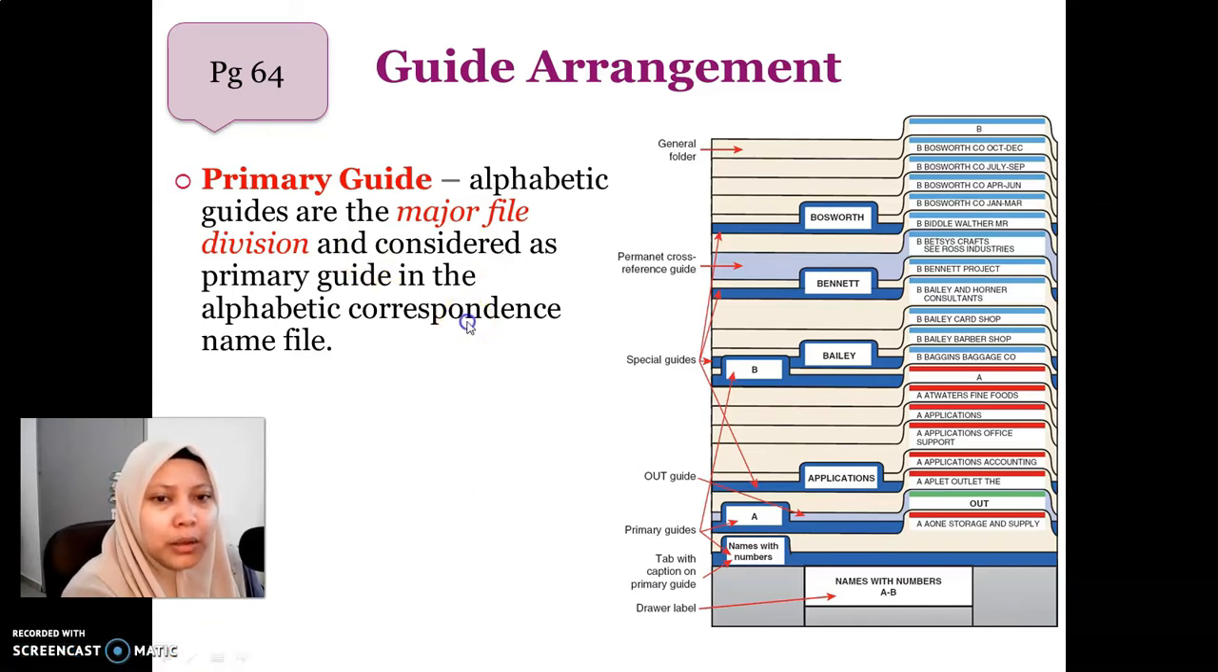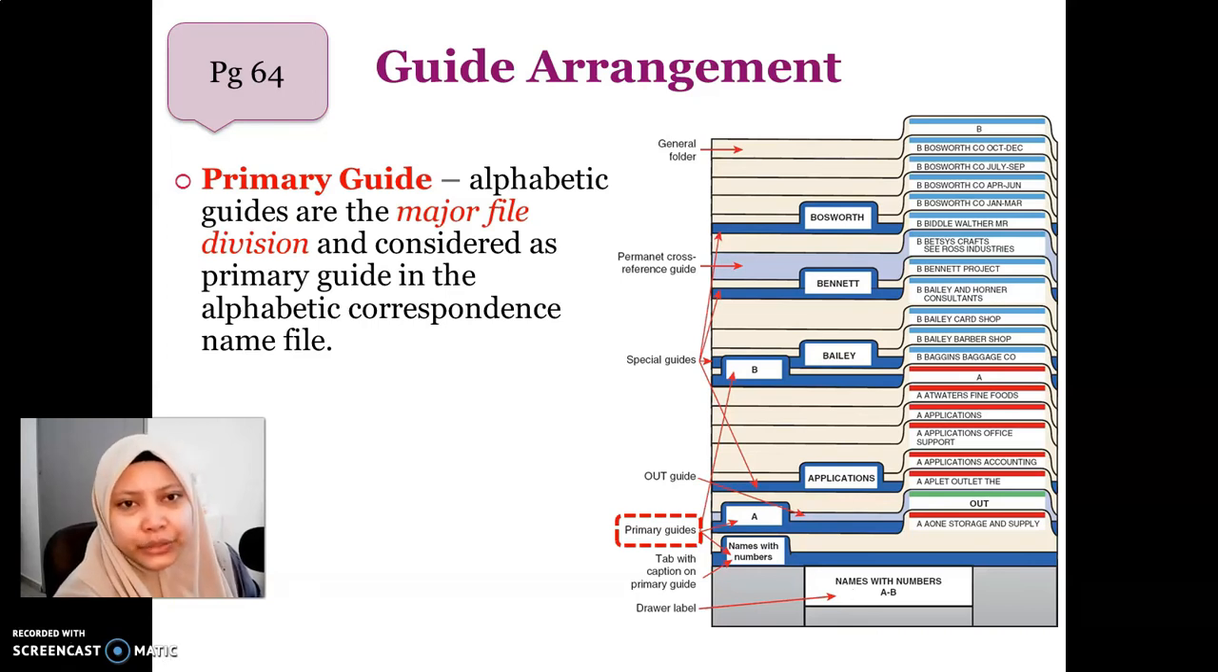When we talk about primary guides, the things that I highlight here are primary guides. As you can see here, name with the number. For primary guide we have here A and also B. This is the primary guide. So this drawer, as you can see here on the labels of the drawer, names with numbers A until B. So definitely, when that is a drawer for A, the caption A until B, the guides inside that drawer will be A and also B.